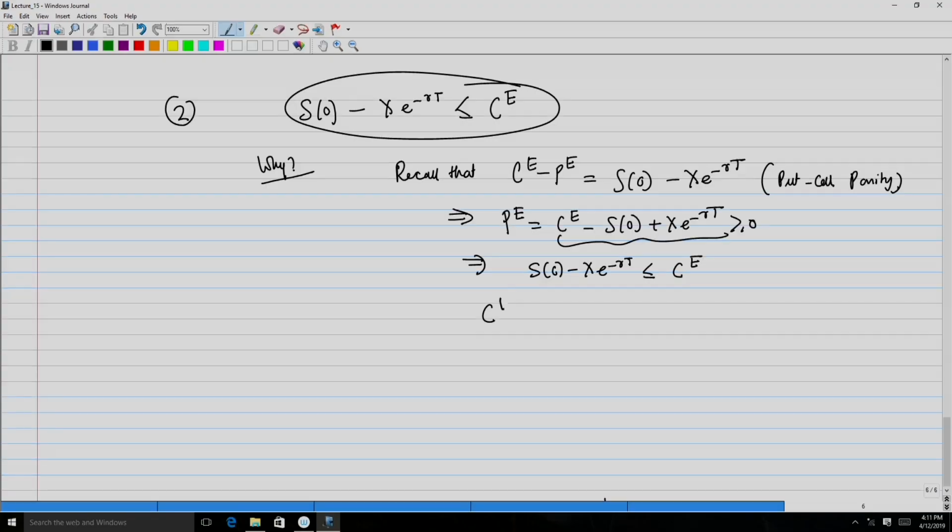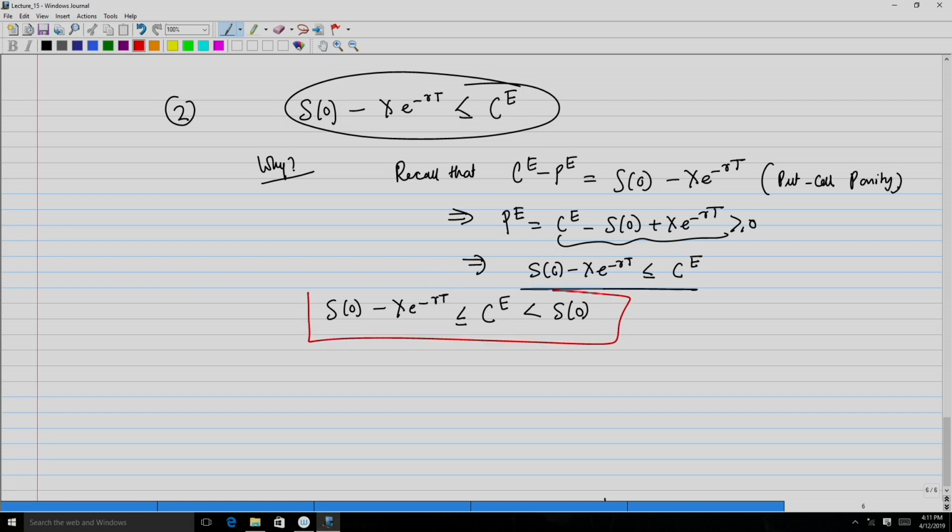All right. So, both these results, now that you have obtained the lower and the upper bound, I can sum this up as a single relation as follows. C e is strictly less than S 0, and this is going to be greater than or equal to S 0 minus X e raised to minus R t. So, this is a key result that we have obtained.